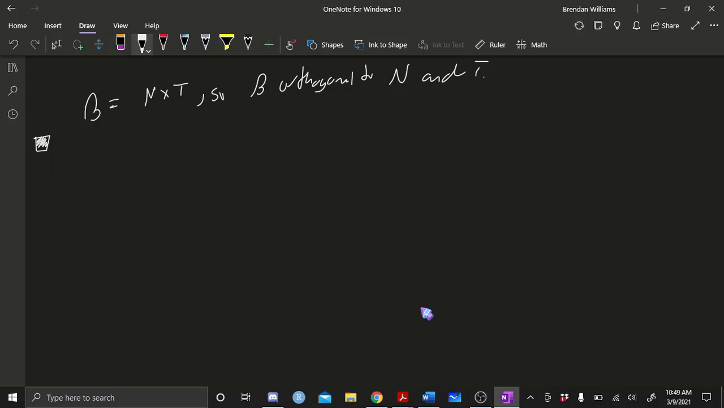And so in summary, B, T, and N are all mutually orthogonal and unit length, and they constitute a frame field in R3, which we call the Frenet frame field.